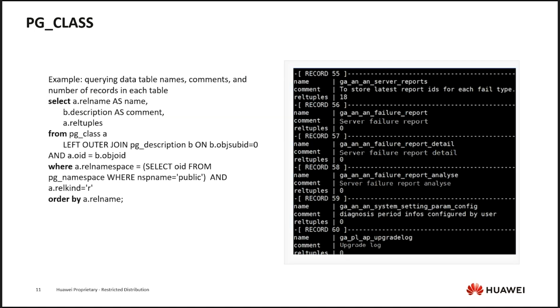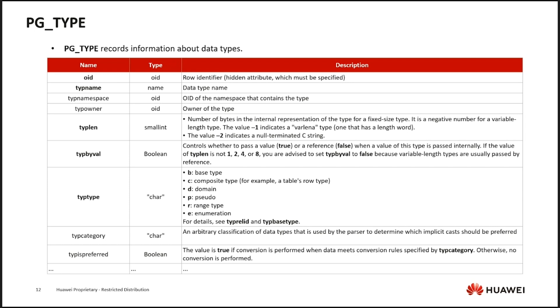This page shows an example of querying data table name, comments, and number of records in each table from PG_class. PG_type records information about data types. In addition to OID and type name, pay attention to the following fields: typlen, typbyval, and typtype. Typlen indicates the length. Its value is the number of bytes in the internal representation of the type for a fixed size type, and is -1 for a variable length type.